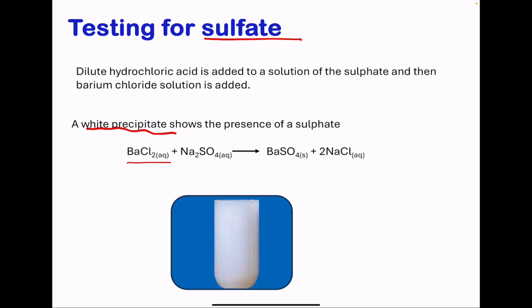For example, barium chloride plus sodium sulphate gives us barium sulphate plus sodium chloride, and here we see the white precipitate formed. Like I said already, we can also use dilute nitric acid followed by barium nitrate. The key thing is we need the barium cation to react with the sulphate anion, and this is going to give us the white precipitate, which is barium sulphate, required in this reaction or for the confirmation of sulphate ions.